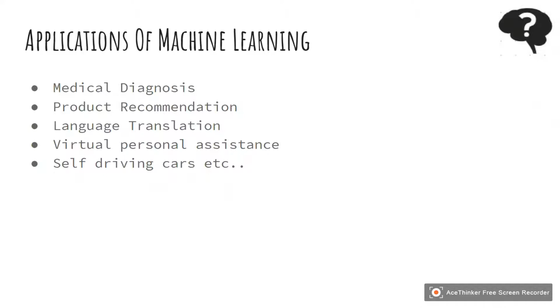Another important area where machine learning is used is self-driving cars. Nowadays you would have heard about self-driving car technology, where you don't need any driver in the car. The car is automatically able to drive itself and reach the destination safely. The backbone of that technology is machine learning. So these are the domains where machine learning is primarily used nowadays.